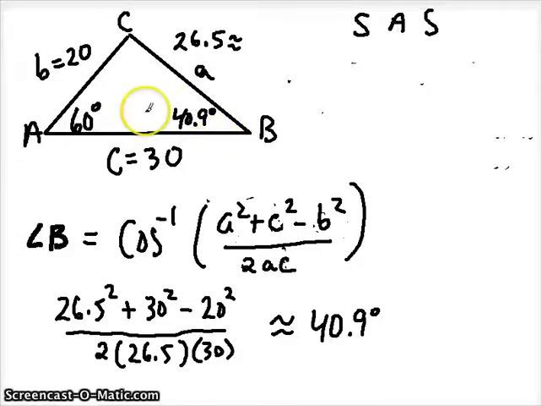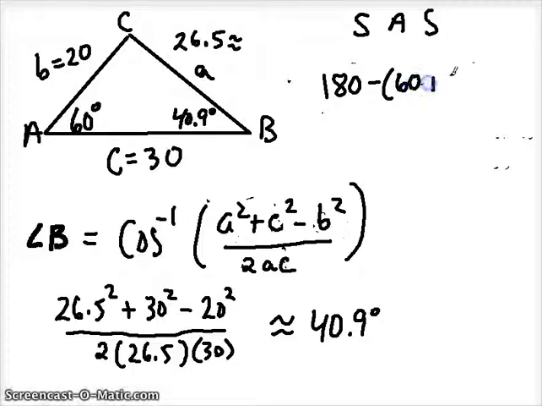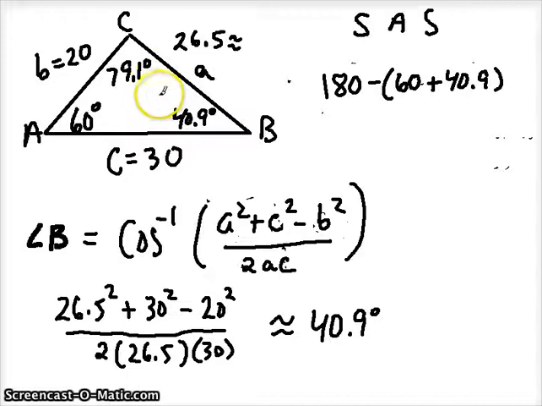And now that we know two angles in our triangle, add up what you know and subtract it from 180. And so we find out that we're missing approximately 79.1 degrees. So we were able to solve this oblique triangle using law of cosines. Slightly different than law of sines. Let's do one more example here.